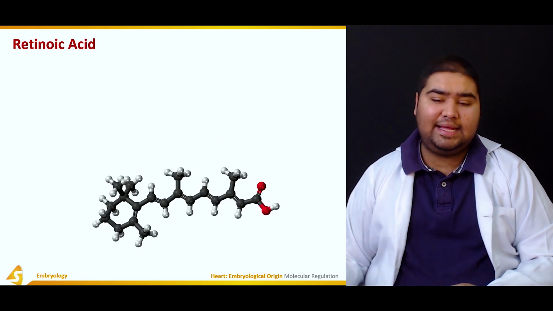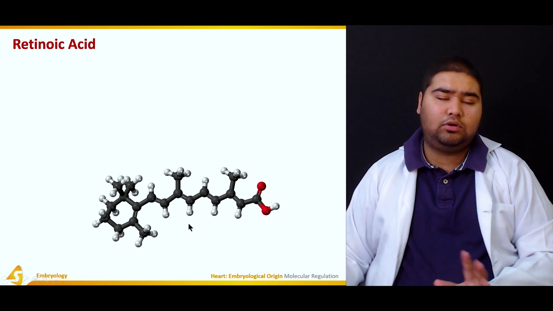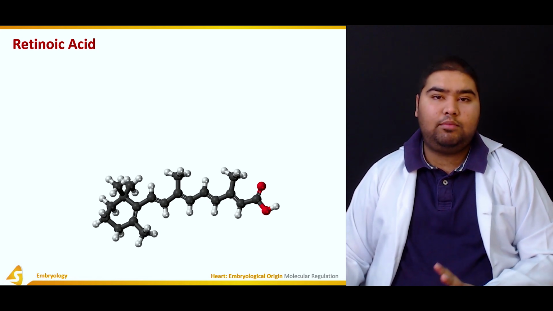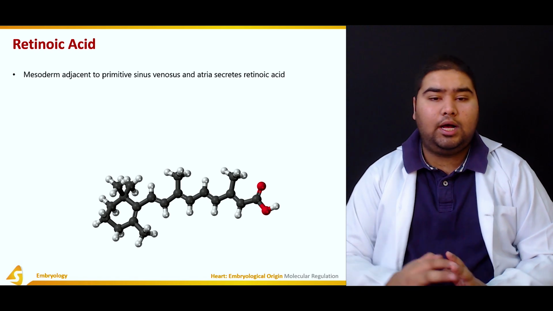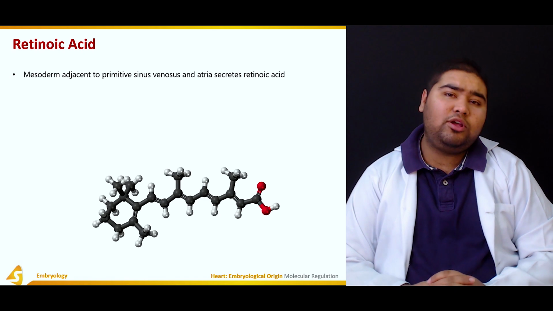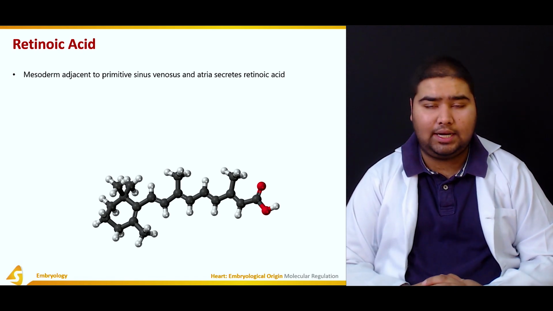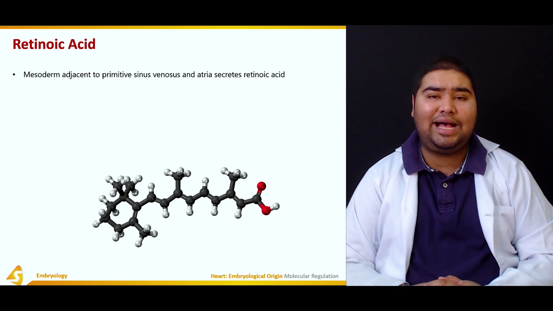Now retinoic acid. This figure represents the structure of retinoic acid. I'm sure you must remember some of it from your chemistry. So what does the retinoic acid do? Retinoic acid helps in the determination of the venous portions of the adult heart. Now let's see how that happens.